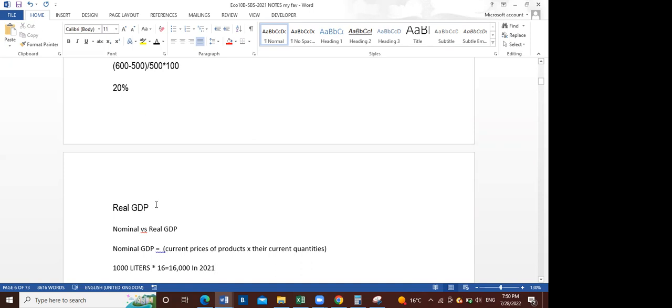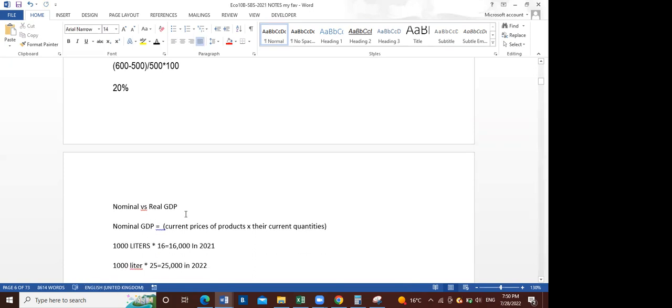Nominal and real GDP. With nominal GDP, we are saying that this is the GDP that is recorded at current prices. So in 2021, you might understand that the price of fuel per liter was maybe around 16 rand. And in 2022, the price per liter is now 25 rand. So suppose that you have 1,000 liters that you bought last year and decided to put in one of your jerry cans, and you're just stocking that fuel, you haven't used it. And you bought it at 16 rand per liter.